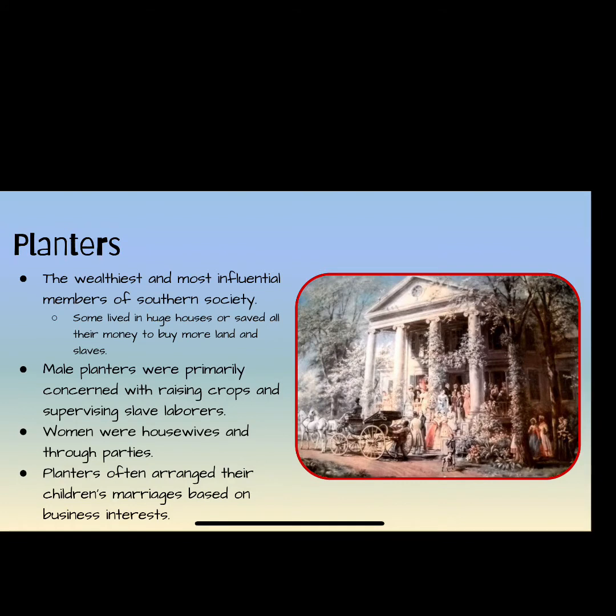Okay, if you're a child, some of these planters often arranged their children's marriages based on their business. So if they wanted to join a plantation down the street, they would probably arrange a marriage between the son and the daughter so they could get more wealth and become more powerful. So it kind of seemed like the kids were treated as slaves, because they were getting their marriages set up just so they could make more money.